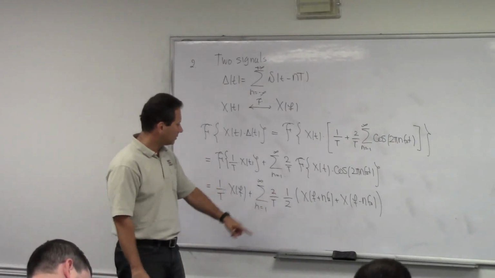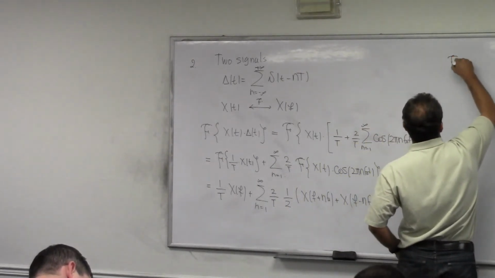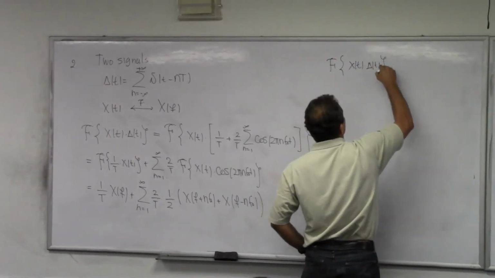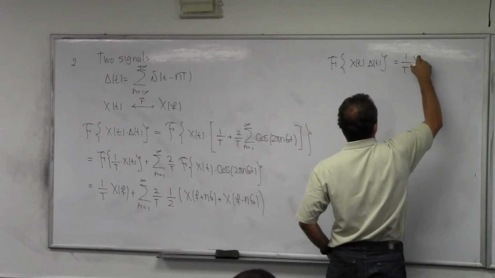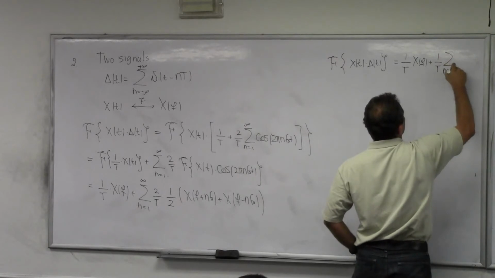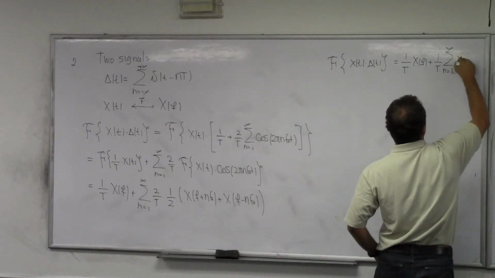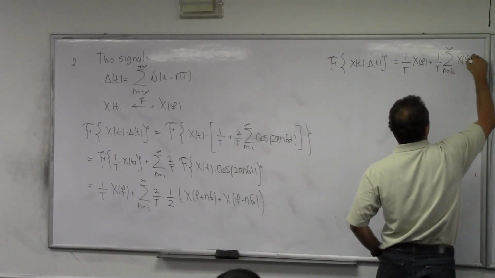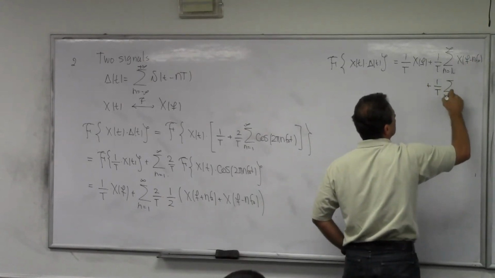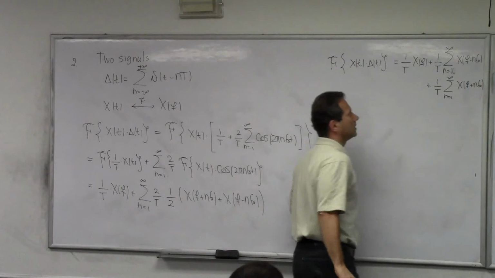Now, if you look at this, the 2 and 2 will cancel, so I have 1 over t as a common factor. So the Fourier transform of x of t multiplying delta of t is equal to 1 over t times x of f, plus 1 over t sum when n goes from 1 to infinity x of f minus n f0, and plus 1 over t sum when n goes from 1 to infinity x of f plus n f0. Right? So what did I do?